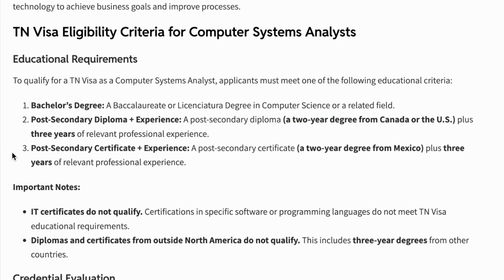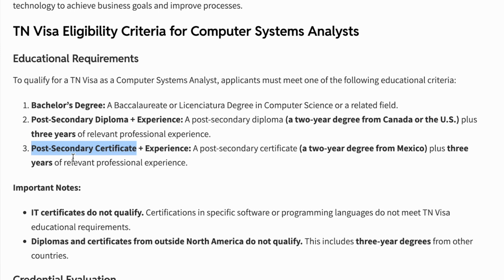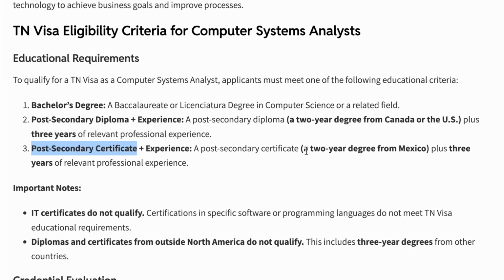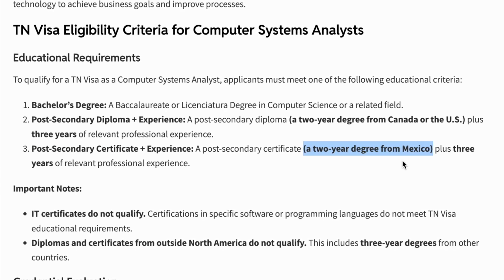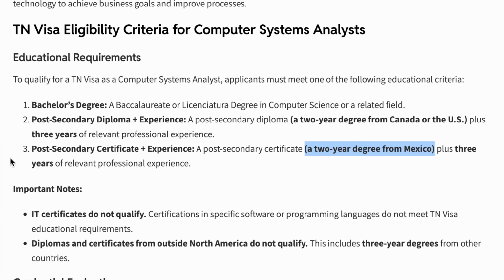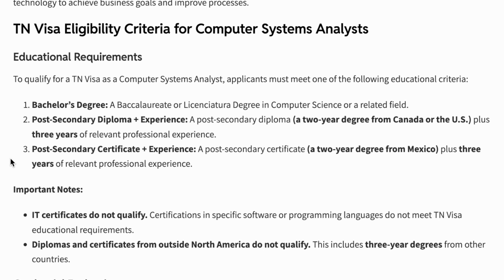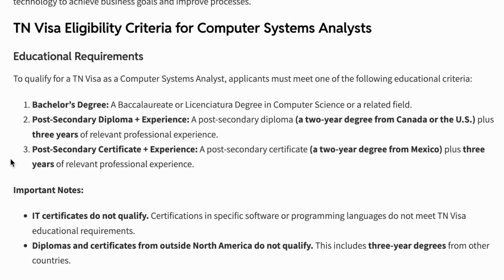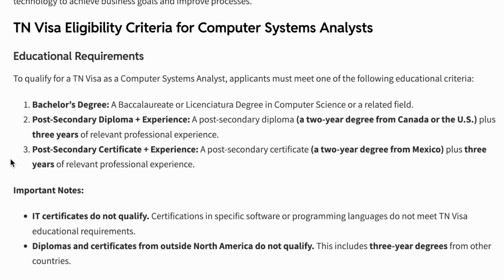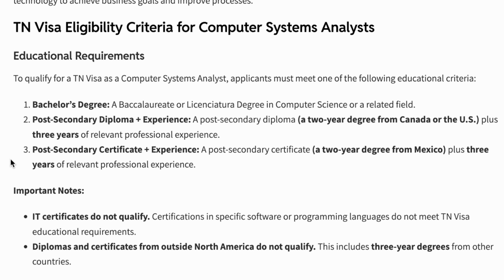And the final education criteria you could use to qualify is what is called a post-secondary certificate. And that is a certificate that is earned in Mexico of 2 years or more from an accredited institution. So if you're paying attention, if you have a diploma or certificate or any other education of that nature, it has to be from North America. And if it's a diploma, it has to be from Canada or the United States, and a certificate is only from Mexico. So if you have something similar outside of North America, it will not meet those minimum requirements for a TN visa as a computer systems analyst.